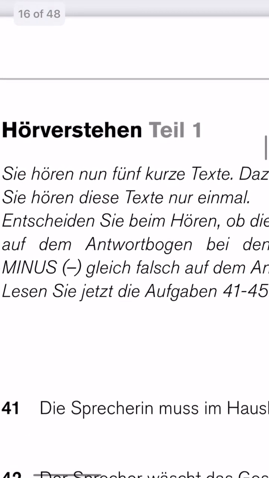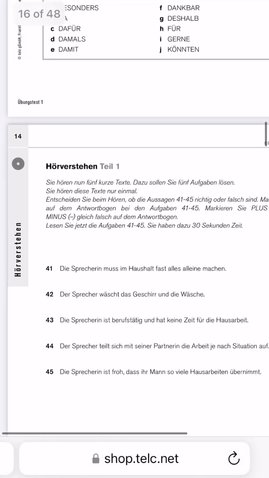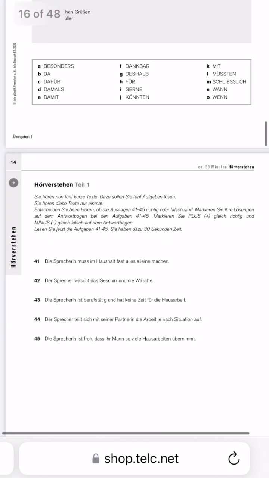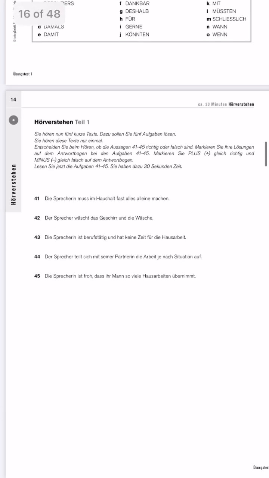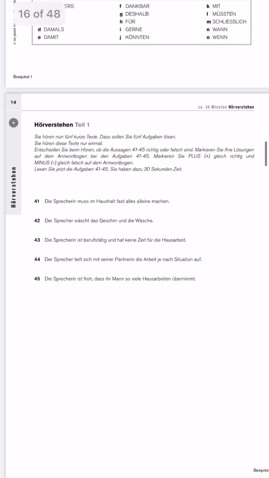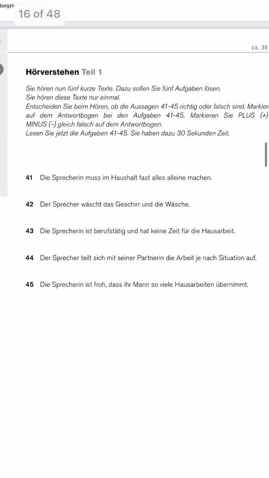And you have to take care of the keywords. For example, the first question says, Die Sprecherin muss im Haushalt fast alles alleine machen. So here the keywords are alles allein machen and muss. Also, this particular question is about a lady, so she is doing everything alone. But maybe you get this answer from a gent, so he is doing everything alone in this conversation, and you think that it is the right answer. So you mark it as true, but it would be false because the gent is doing everything alone, not the lady. So you have to take care of this factor also.